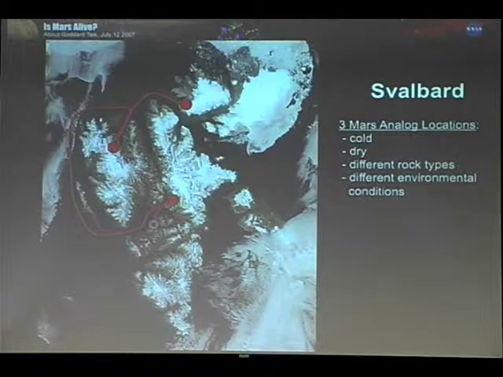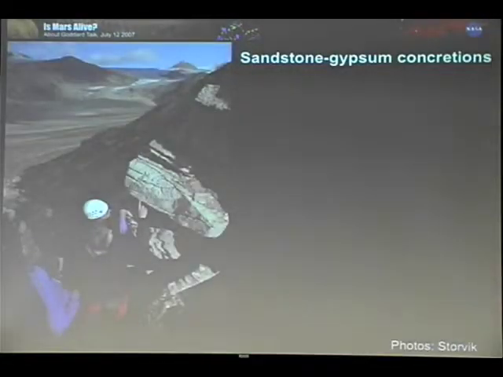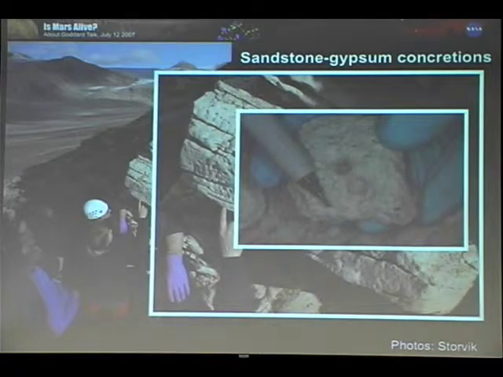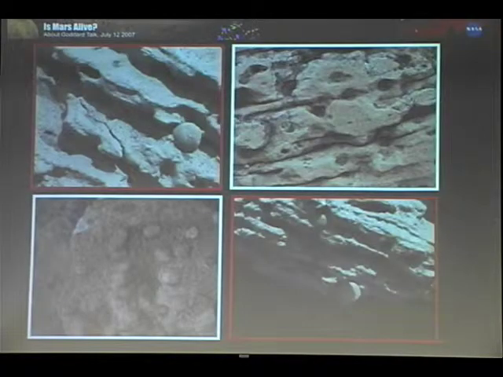And it's cold, it's dry, it has different rock types and different environmental conditions from down here at mid-latitudes where life is very vigorous and really rapidly transforms everything. And so it's really interesting. You find things that look like things that we observe on Mars. Here's a sandstone with these concretions and very tenuous life living on the surface of the rock. Things that look like images that came from Mars.